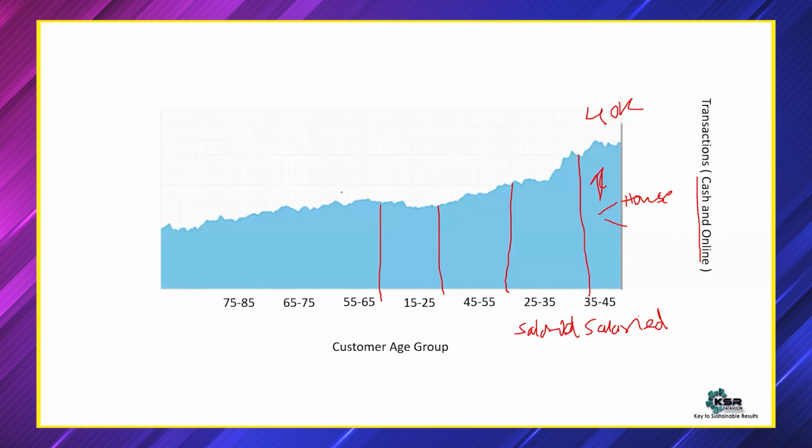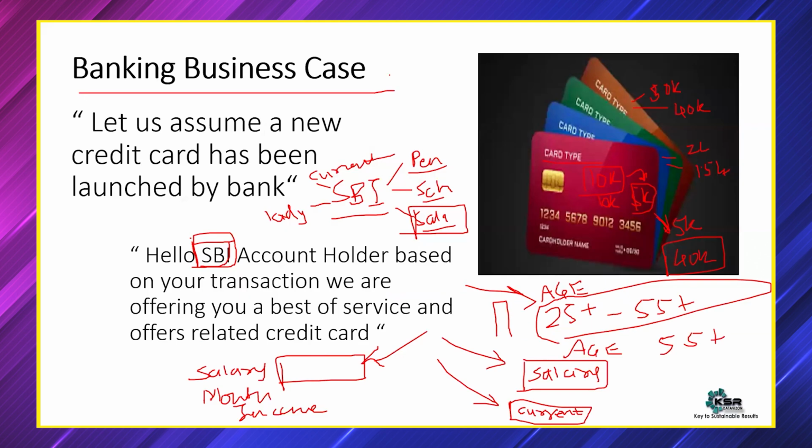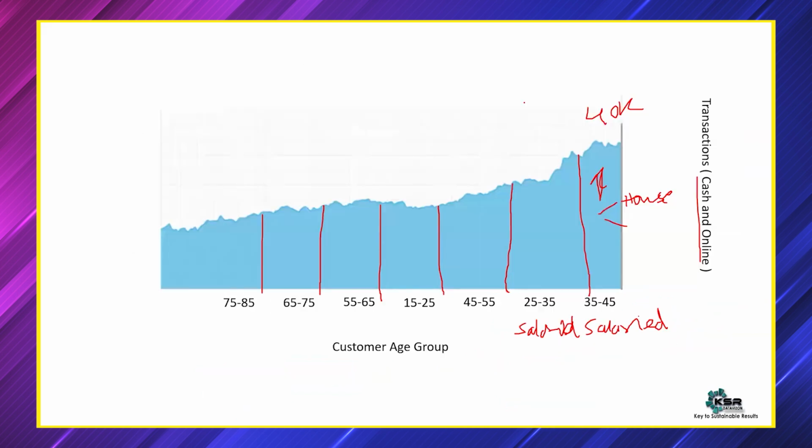There are few people in SBI who have a very good account balance, but they only do cash transactions. If an SBI sends SMS to that person, it is simply waste of their money. Why? Because he's only interested in cash transactions. He's least bothered about online transactions. Maybe he's staying in the rural area. Even if his age is between 35 to 45, his income is good, but he is only focusing on cash transactions. Now that is not valid.